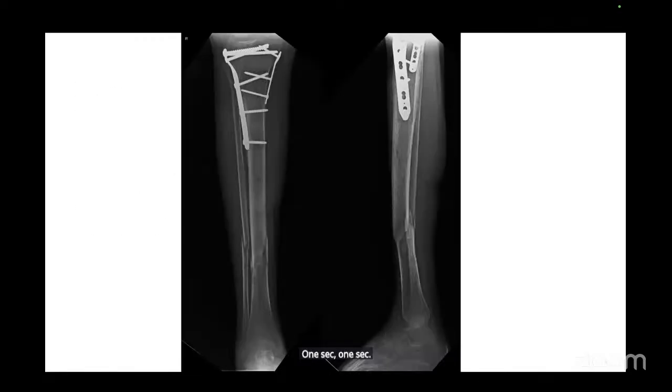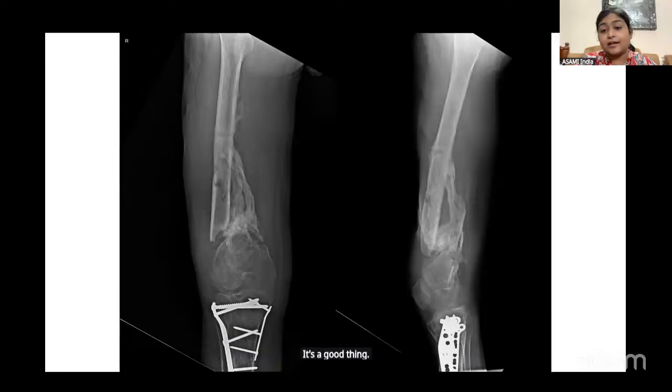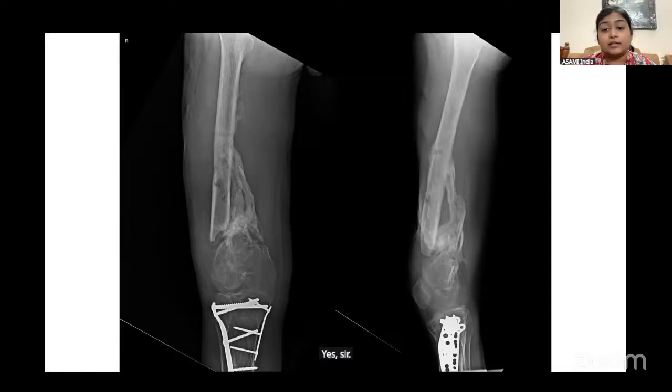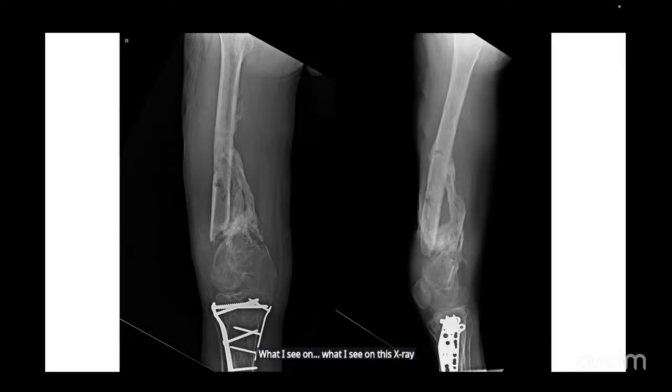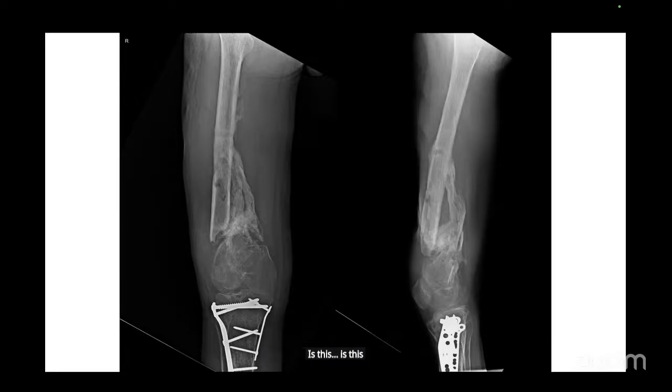Significant sclerotic callus, is that a good thing or a bad thing? It's a good thing, sir. Correct. So it's in your problem list. Yes, sir. What I see on this X-ray is the proximal end of the callus is attached to the proximal femur. The distal end is attached to the distal femur, and the distal femur is in a significant amount of extension. Which is why I mentioned it in my problem list. Is this a non-union or a union?